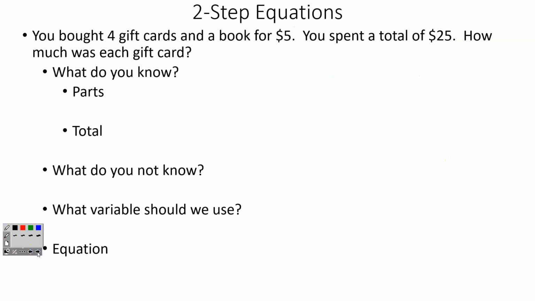Now when we start dealing with more of the real life stuff rather than just word problems, remember we did this a while back where we figure out what we know, what we don't know, and then write an equation. You bought 4 gift cards and a book for $5. You spent a total of $25. How much was each gift card? So what do we know? We know we bought 4 gift cards.